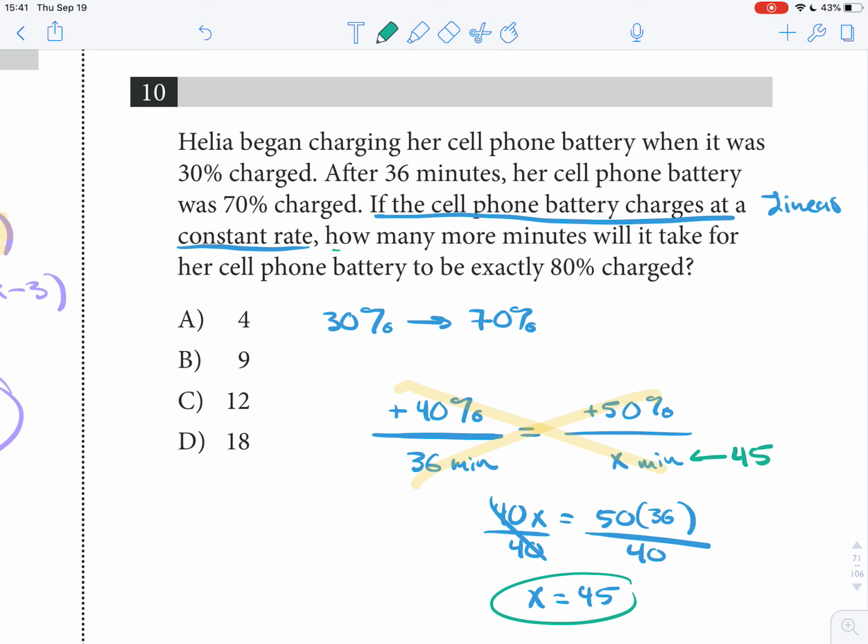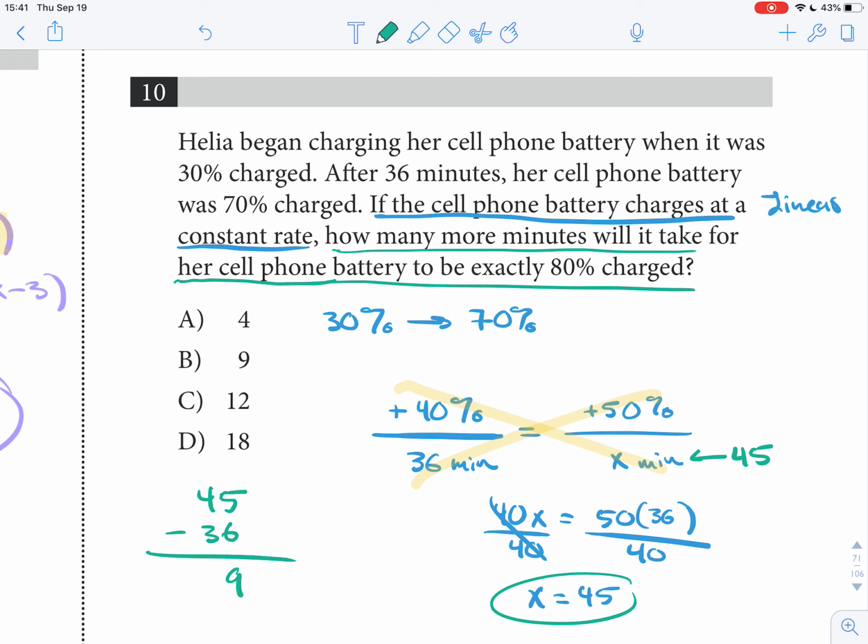So the question is asking how many more minutes will it take for her cell phone battery to be exactly 80% charged? Well, in that case, it was just 10. I just gained 10 to get to 80, so I just have to find the difference between these times, and that will give me the amount of time extra that I had to get to 80%. So that's 45 minus 36, and that is going to give us, I believe, just 9. So B should be our answer.